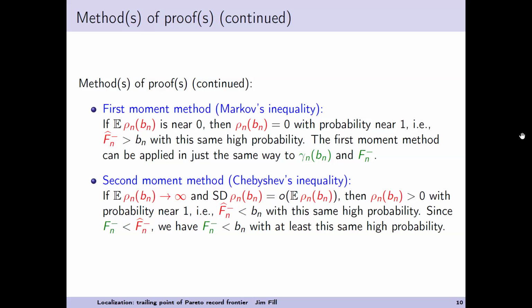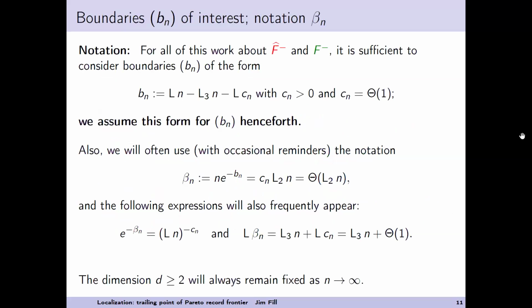F n minus, the green hyperplane location, is smaller than F hat n minus, so then you'll have F n minus less than B n with at least the same high probability. All right, so the question reduces to computing two means and a variance. You might think, is this research level mathematics to compute means and variances? Turns out it's highly non-trivial to get even asymptotics for these means and variances.